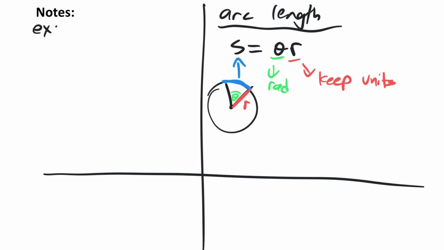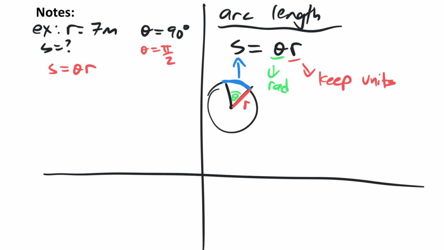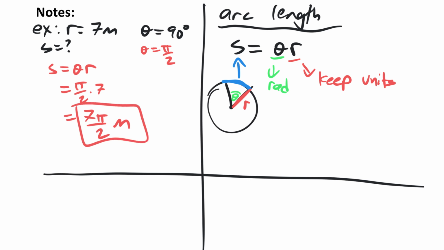So let's do a quick example. Let's say r is 7 meters. Theta is 90 degrees. Determine S. So go ahead and pause the video and give that a try. All right, well, theta will be pi over 2. So S equals theta r. S equals pi over 2 times 7. So 7 pi over 2 meters. And again, I really like leaving it as an exact value. I'm not a huge fan of turning it into a decimal, but if you absolutely must, this is 10.996 meters.